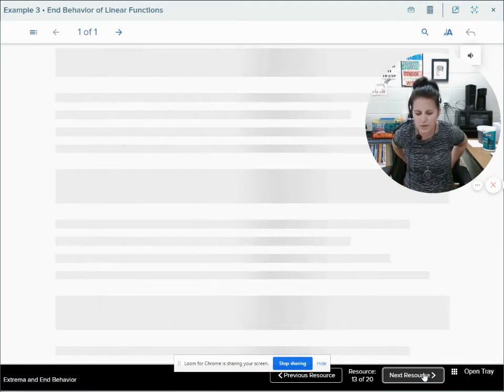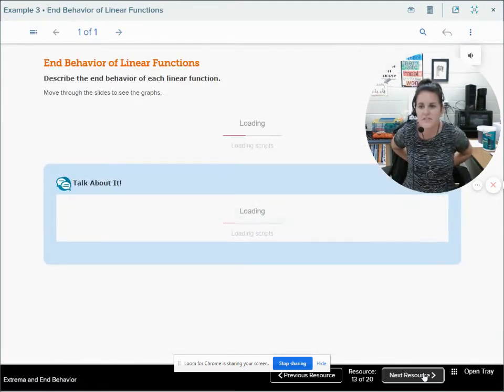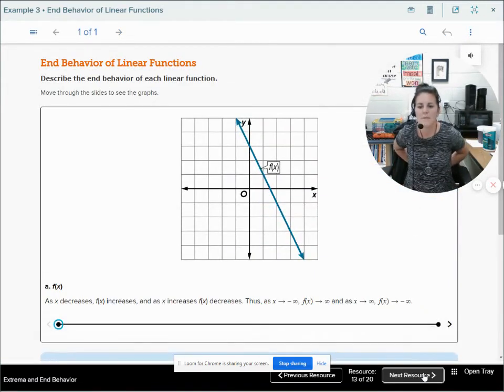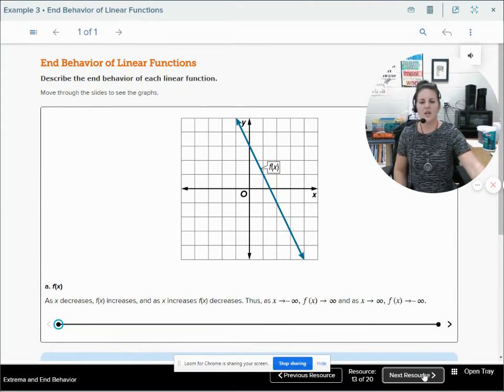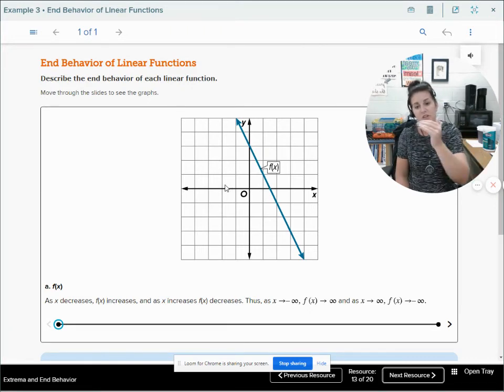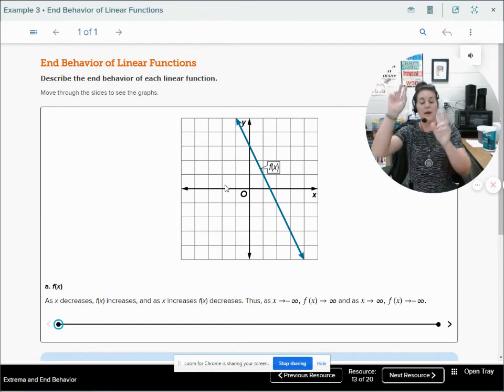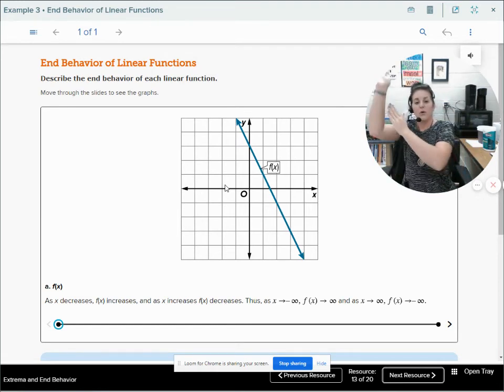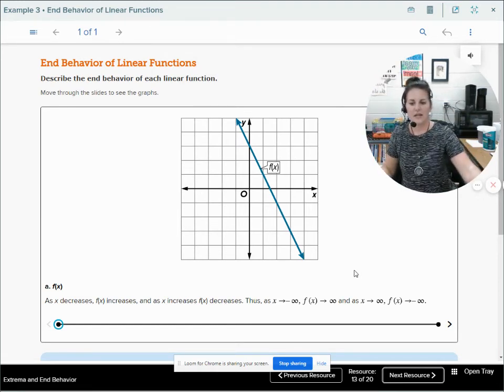So example 3 in your workbook on page 25, we're going to describe the end behavior. As X approaches positive infinity, my f of X is approaching negative infinity. As my X values move to the left, going down towards negative infinity, my Y values, or my f of X, are approaching positive infinity.